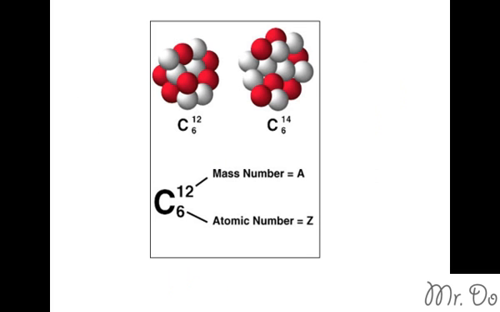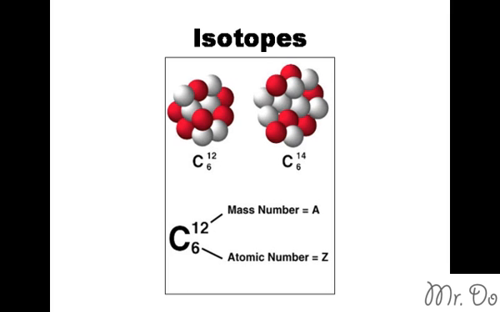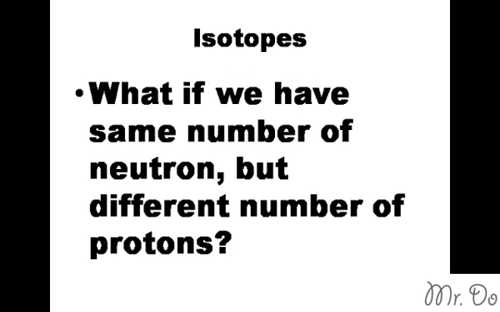Sometimes elements have the same number of protons, but a different number of neutrons. For example, in this case, carbon has 12 neutrons, and the other carbon has 14 neutrons. Elements like these, we call isotopes. Now, isotopes are really useful.